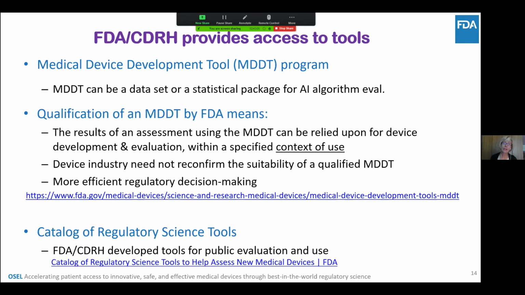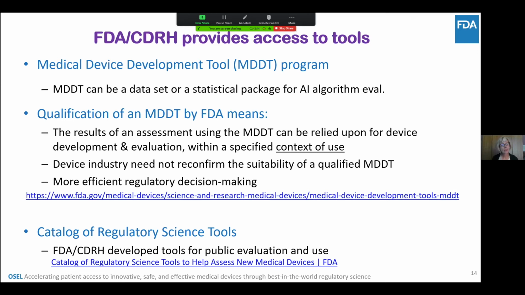If an innovator of an MDDT brings that tool to us and it's qualified, that means an innovator who's bringing a submission to us for something that they want to market can use that MDDT for the evaluation of their device and have confidence that we, FDA, will not be asking a lot of questions about the suitability of that evidence, because we already put those questions to rest in the MDDT qualification process. So it gives confidence to industry and it gives efficiency to us.